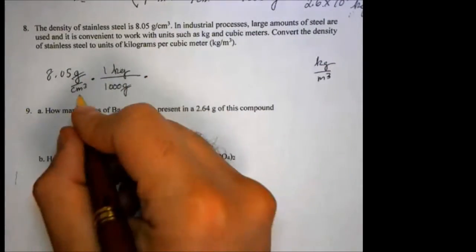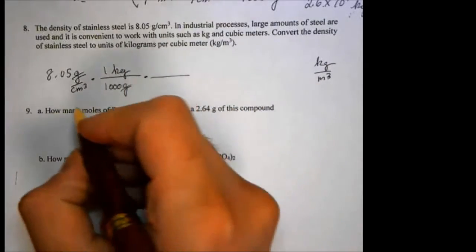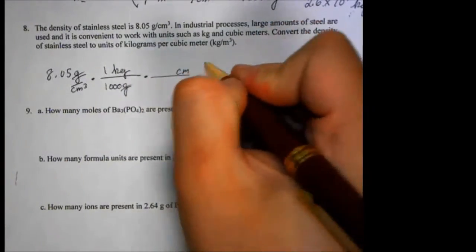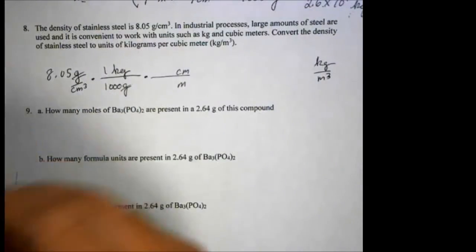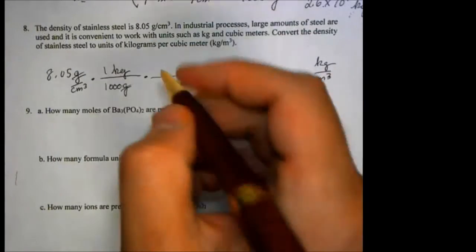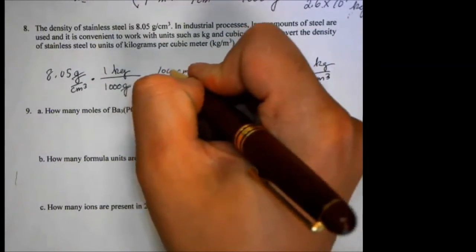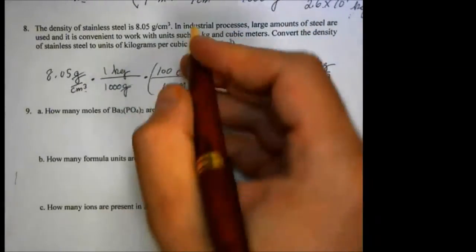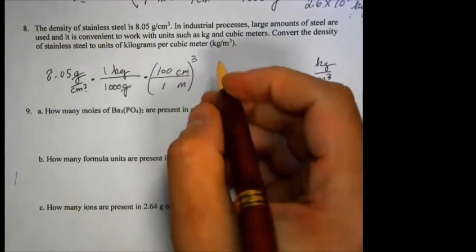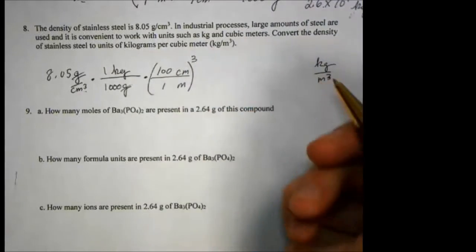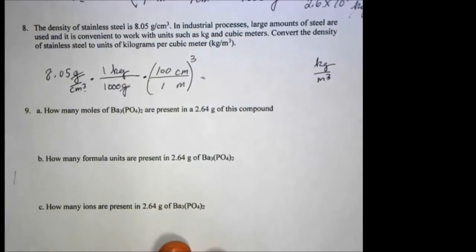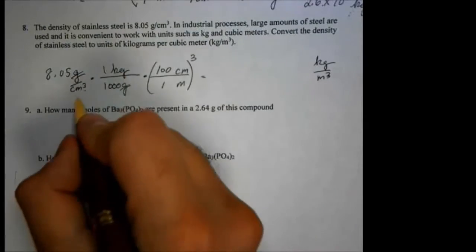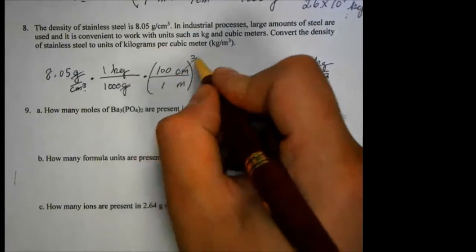Now we have to deal with the centimeters cubed. Again, this is a calculated unit, so we can write our centimeters and meters conversion. This will cancel centimeters down the line. We know that there's 100 centimeters for every 1 meter, and since we're dealing with cubed units, we have to cube this conversion. So in just 2 simple steps now, we've been able to convert grams to kilograms and centimeters cubed to meters cubed.